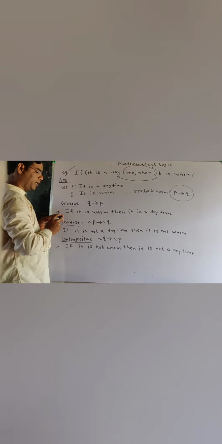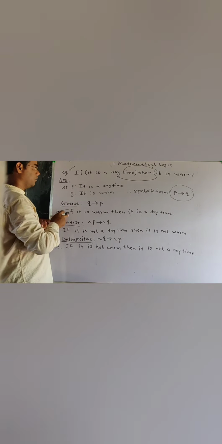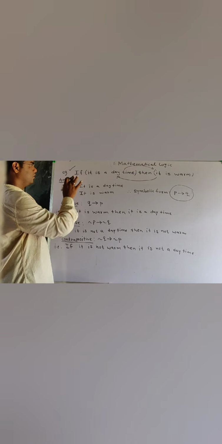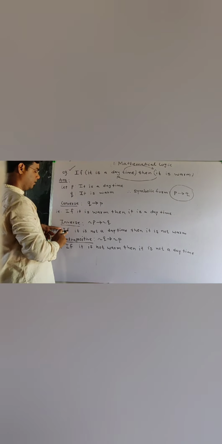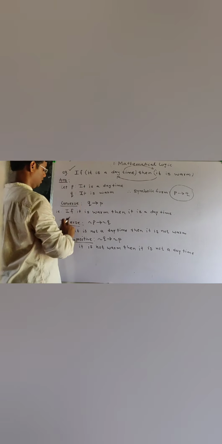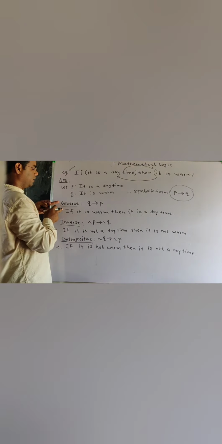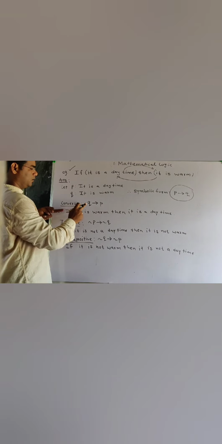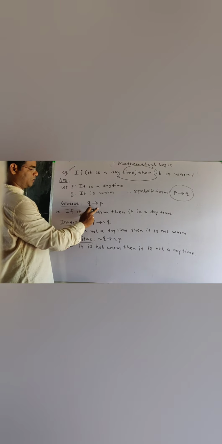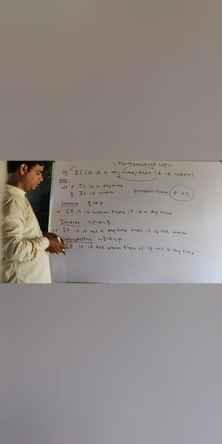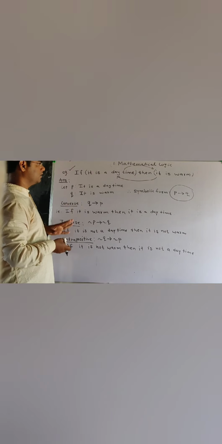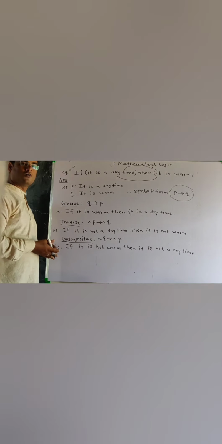If you take the negation of the given conditional statement, then it becomes the inverse. So here we have negation of P implies negation of Q. Now what is the contrapositive? If you take the negative of the converse, then negation of Q implies negation of P. This statement is known as the contrapositive of the given conditional statement. So with this we have completed the topic converse, inverse and contrapositive.